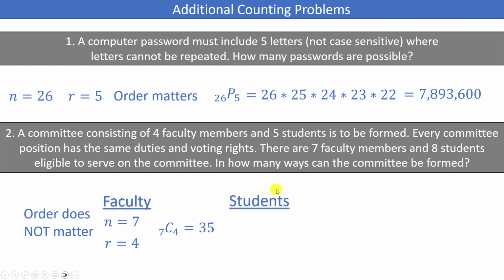And we also have to choose the students. So there are a total of 8 different students, and we're going to be choosing 5 of those for the committee. So that's the combination of 8 choose 5, which is 56.